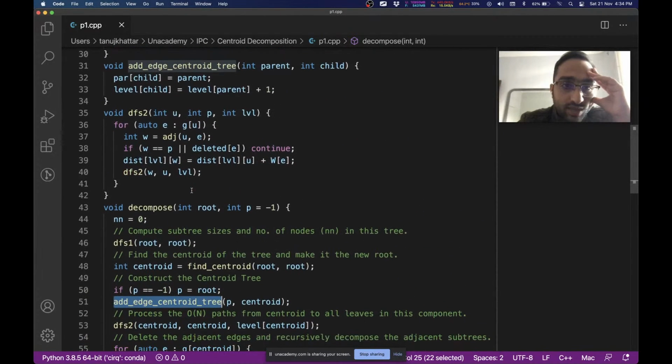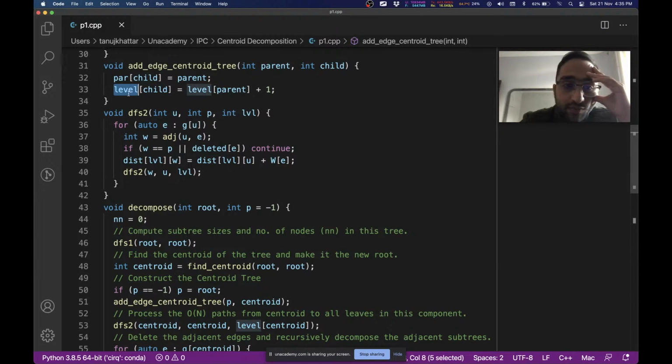This function basically can be different for different questions depending on how much information you need to maintain. For this question, it is just enough to maintain the parents. So I mark the parent of the centroid as P, which was the centroid of the previous component, and I mark the level of the child as level of parent plus 1.